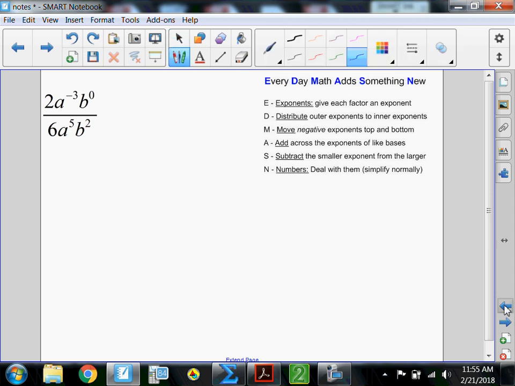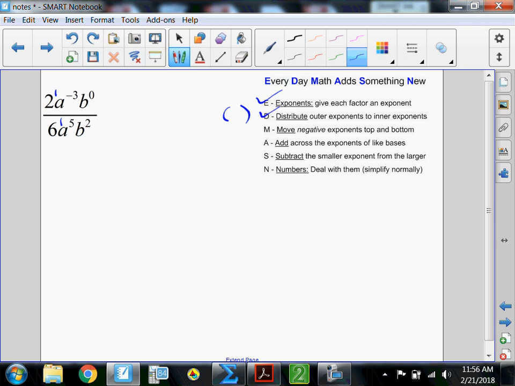Everyday math adds something new. E, give every exponent, every factor an exponent. The 2 gets an exponent, the 6 gets an exponent. Distribute outer exponents to inner exponents. That's if I have a parentheses. I don't have a parentheses, so I'm done.